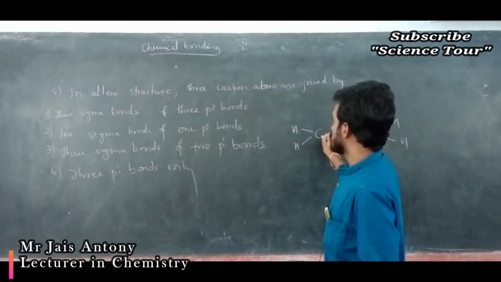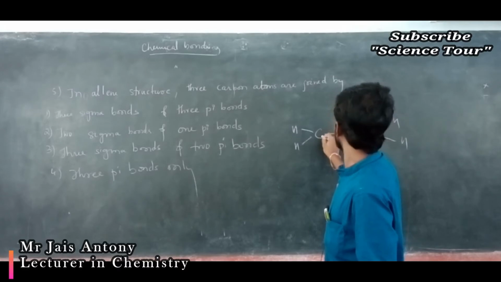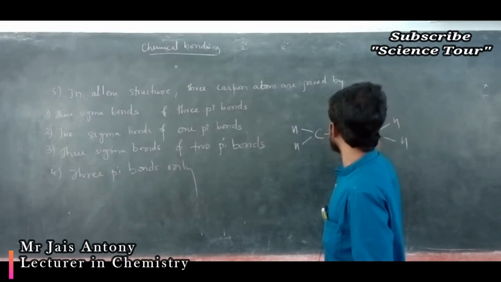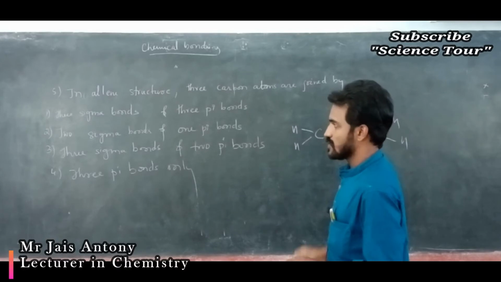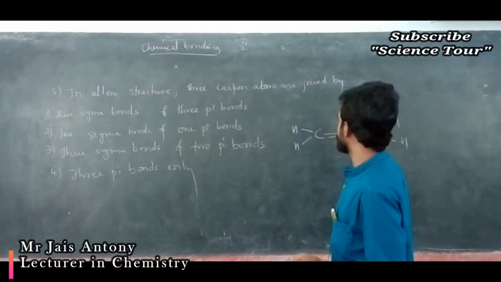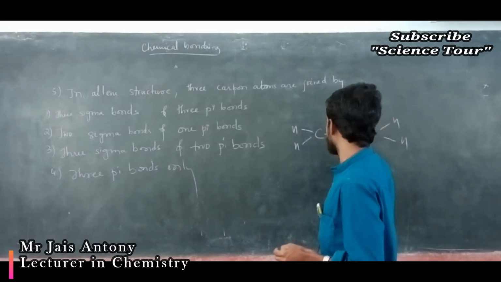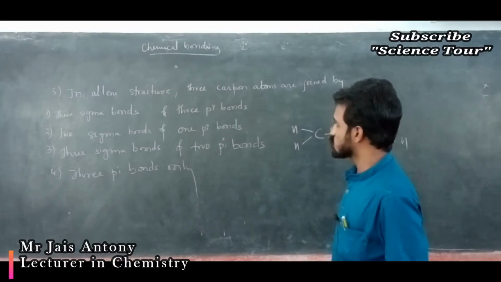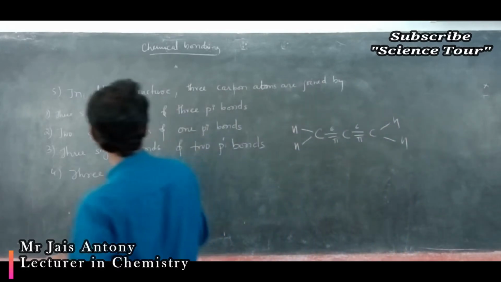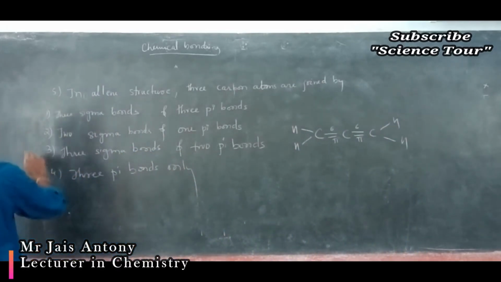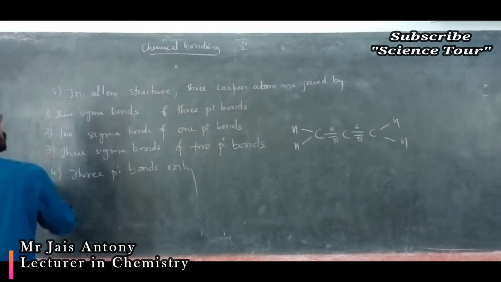Understood? Between 3 carbon atoms here, 1, 2, 3. So you have to find out how many sigma bonds there are. 1 sigma, 1 pi, 1 sigma, 1 pi. So it is 2 sigma, 2 pi bonds. Which one is the correct answer, my dear students? 2 sigma, 2 pi bonds.